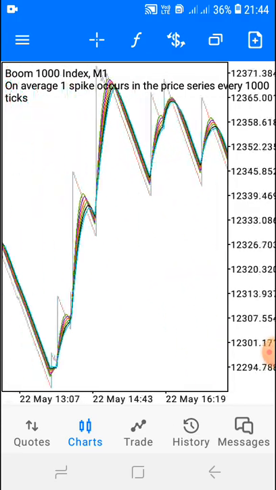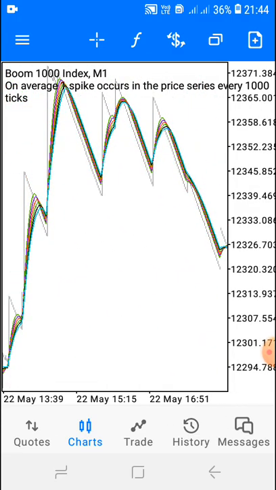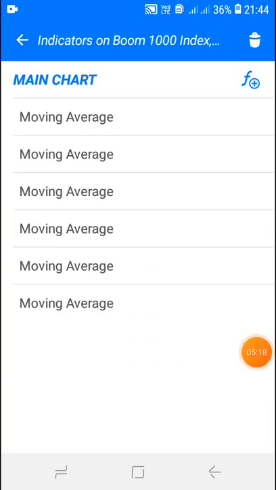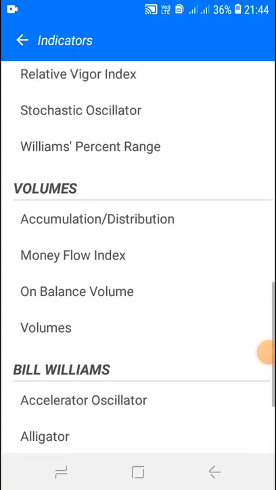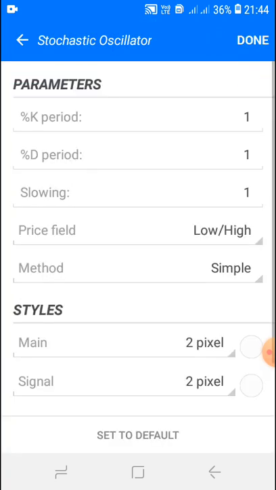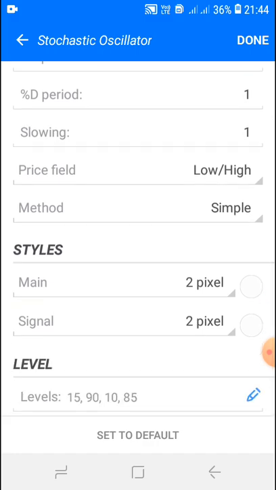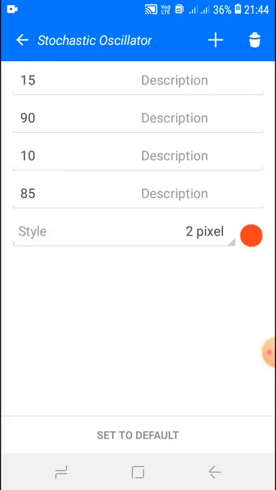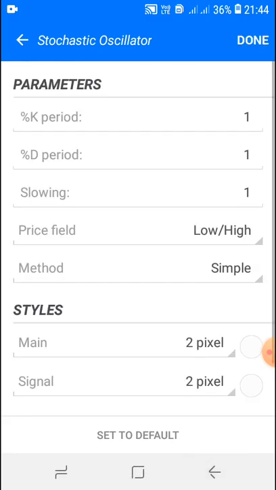Okay, so the first thing you have to do is make sure that you're on the 1 hour time frame, and the market is moving in a downtrend, like I showed you guys. After you've added your moving averages to the chart, the next thing you're going to do is click on main chart and add the stochastic oscillator. Click done. Once you're adding your stochastic oscillator, make sure that your parameters are like this: K period 1, D period 1, slowing 1, price field low or high, method simple, styles main 2 pixel wide, signal 2 pixel wide, levels 15, 90, 10, and 85. Once you have that, you click done.